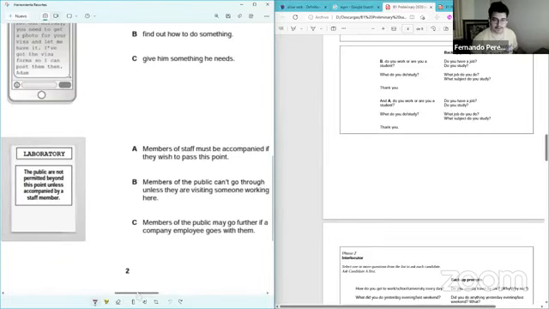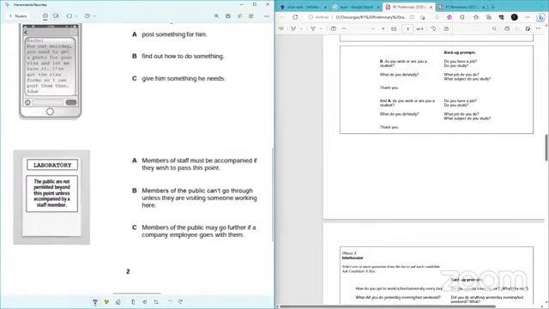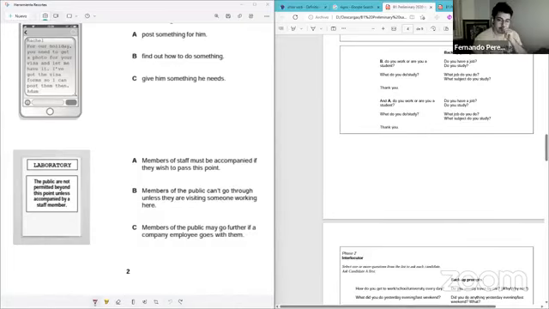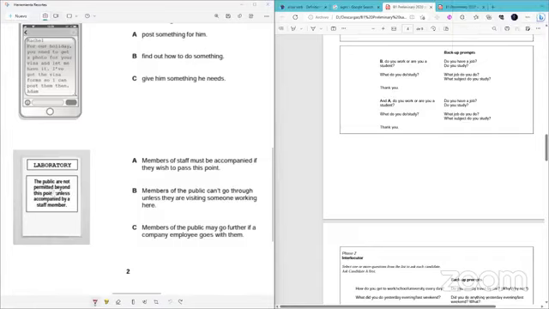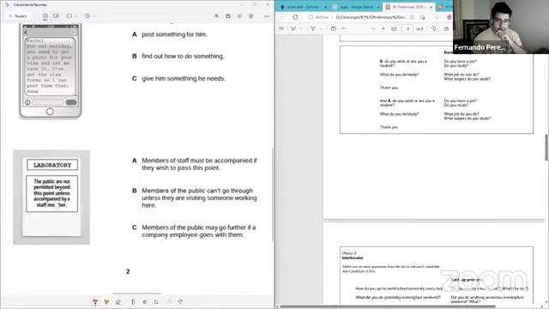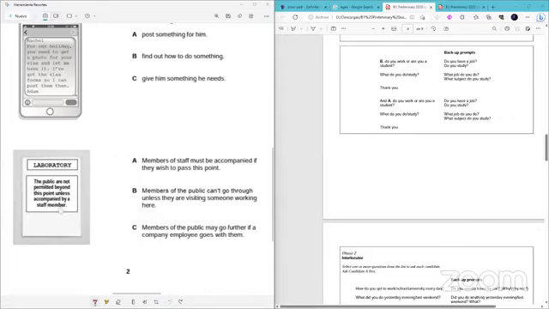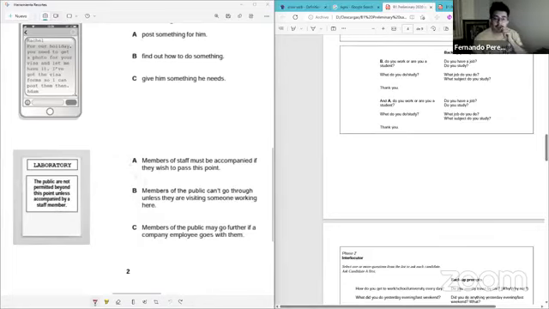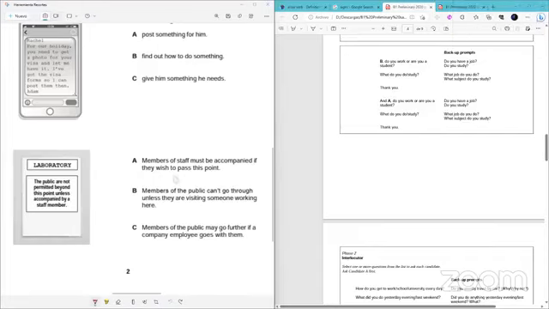Laurita, what is the answer on number three? The answer is letter A. Members of staff must be accompanied if they wish to pass this point. The public are not permitted beyond this point unless accompanied by a staff member. Good. So your option says members of staff must be accompanied if they wish to pass this point.